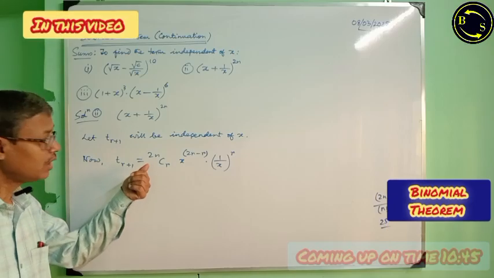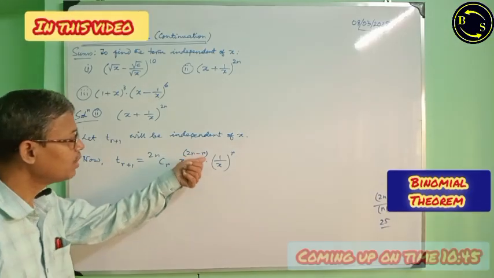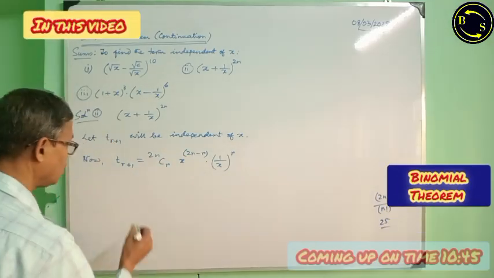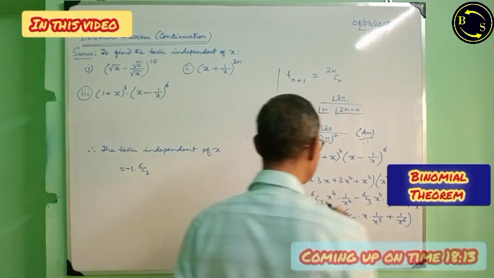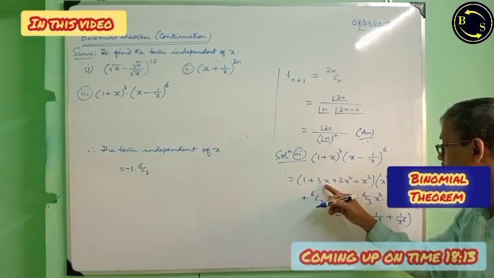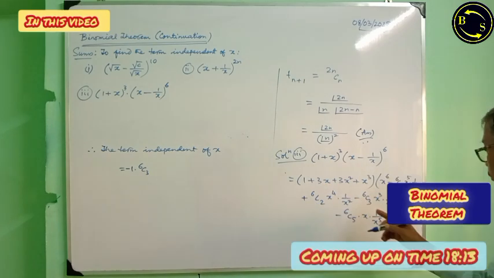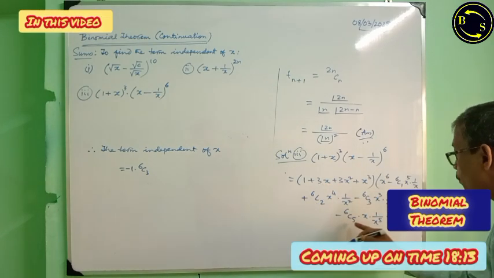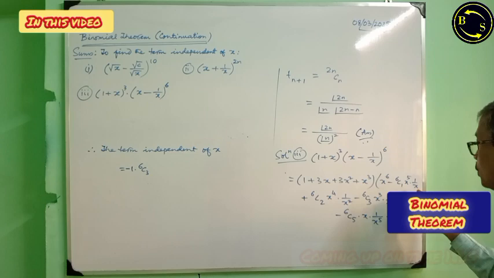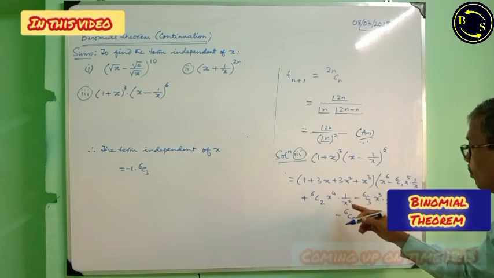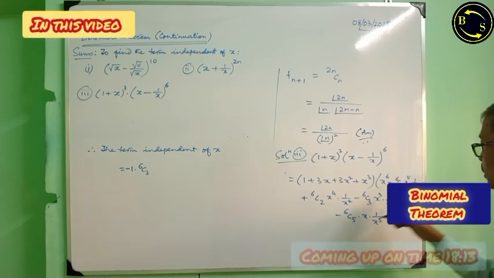I have applied the formula nCr a to the power n minus r into x to the power r. Then we consider this term 3x, that is to be multiplied with the 1 by x term. Now we first follow which term is giving the 1 by x term. There is no such term, you see.